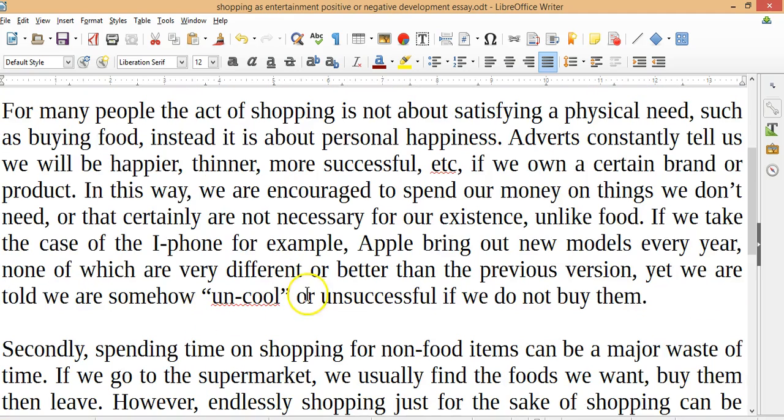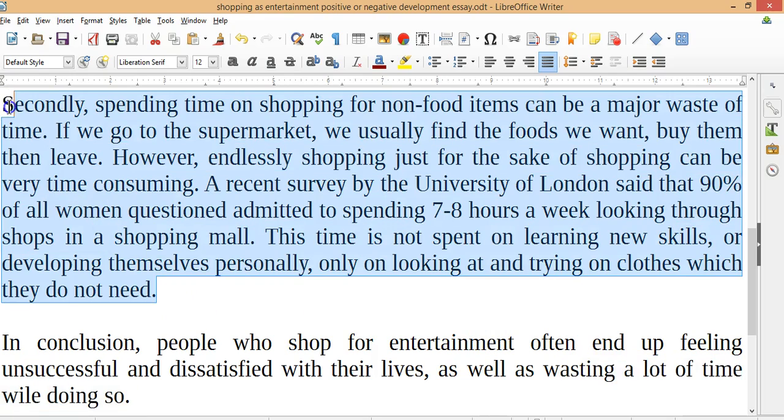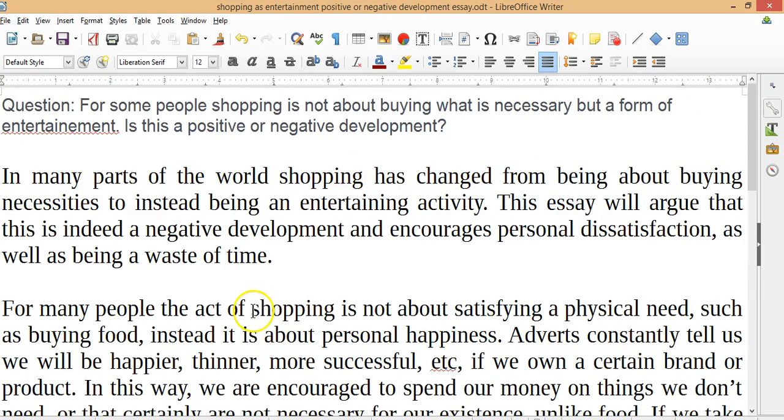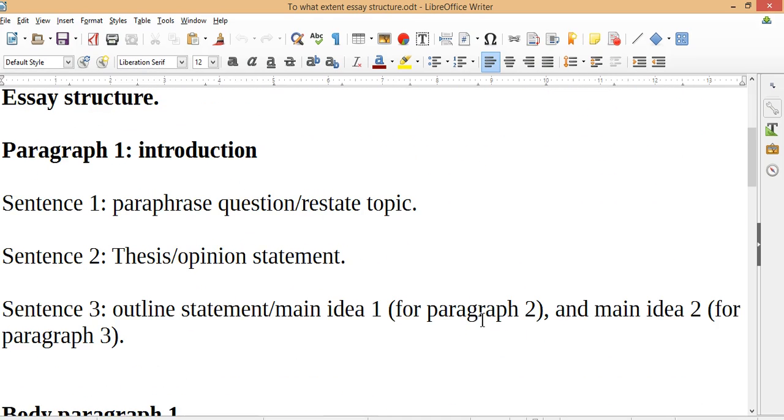Main idea 1, paragraph 2, as well as wasting a lot of time. Main idea 2, paragraph number 3. So as you can see, let's just have another look at the structure. It's all about organization. I mean, you know, there's some grammar and vocab, but this essay would certainly be losing marks for cohesion, coherence, and task achievement also. So one way that you can avoid this is by writing to a structure. This enables you to know what you're doing every step.